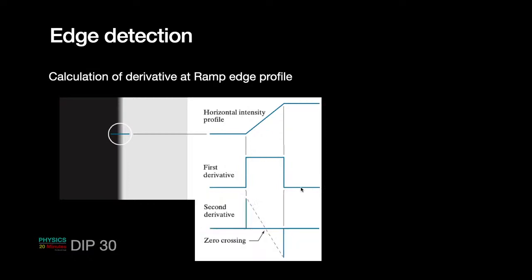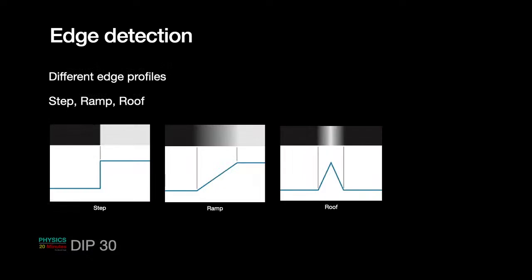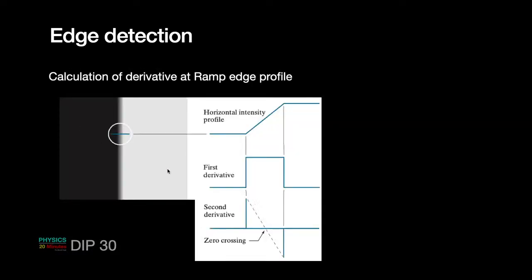What about the second derivative? So if you look, the second derivative will be a positive spike here, and it will be a negative spike here, and there will be some zero crossing that happens. Now you can see why you get those two lines in the second derivative. I go back to this. Most of the line detection kernels are Laplacian kernels, which are second order derivative, and you can see that they come in bright and dark and bright lines. So at this, for example, from dark to bright, there will be one spike, and then from bright to dark, there can be another spike. So typically the second order derivative will give you two spikes.